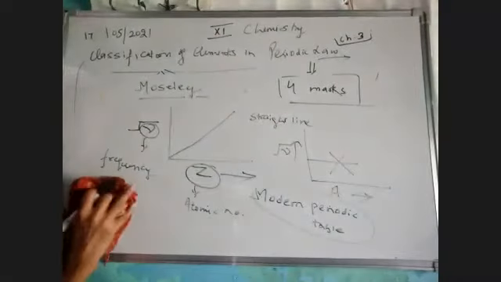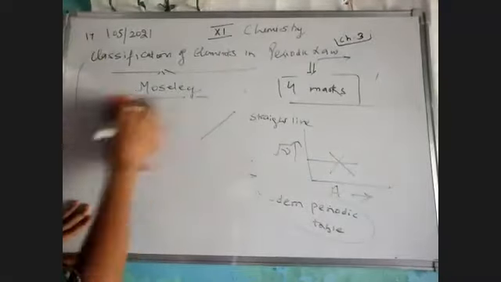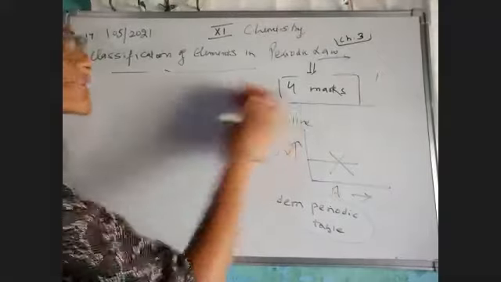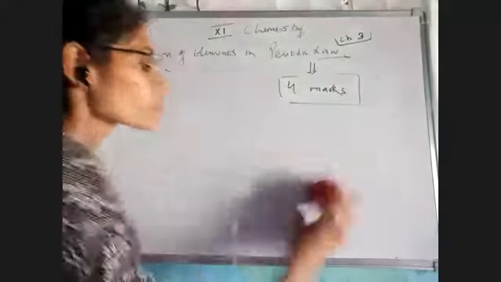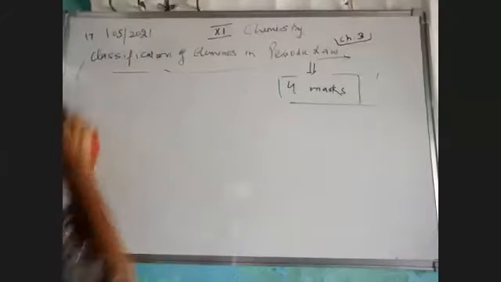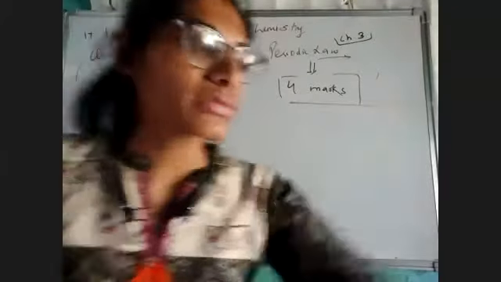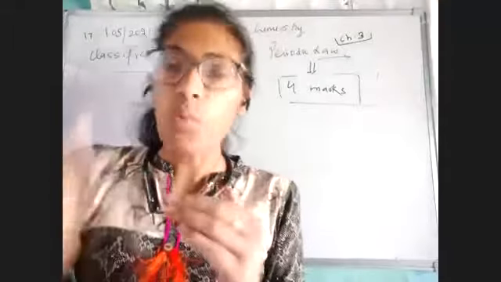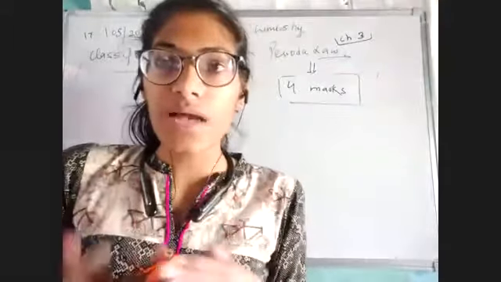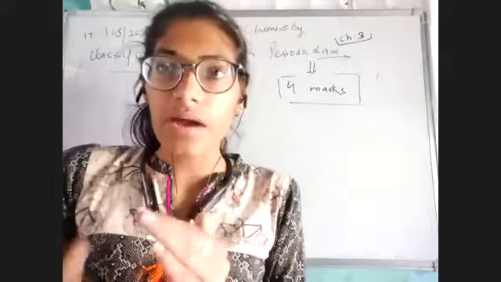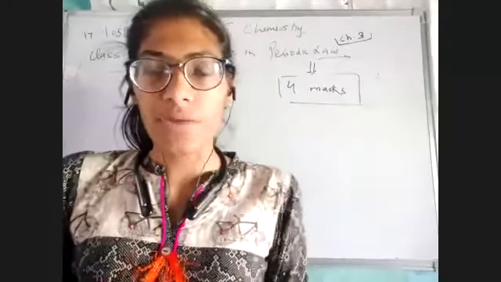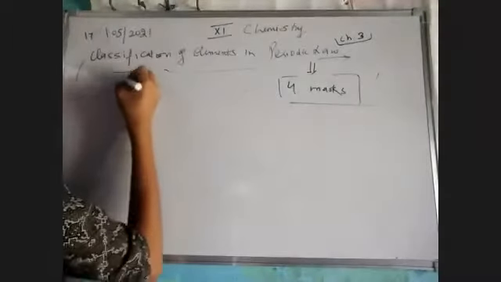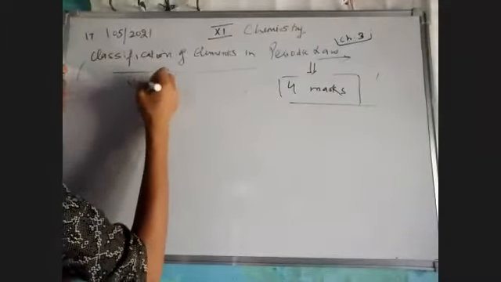I hope बच्चे यहाँ तक समझ में आ गया होगा. We have just seen the history of how much the scientists have made efforts to arrange them, and finally we have put forward a basic concept, that is the modern periodic table. Today we are arranging our elements in a particular form. That is known as the modern periodic table. So let's begin with the next topic, that is the modern periodic table.